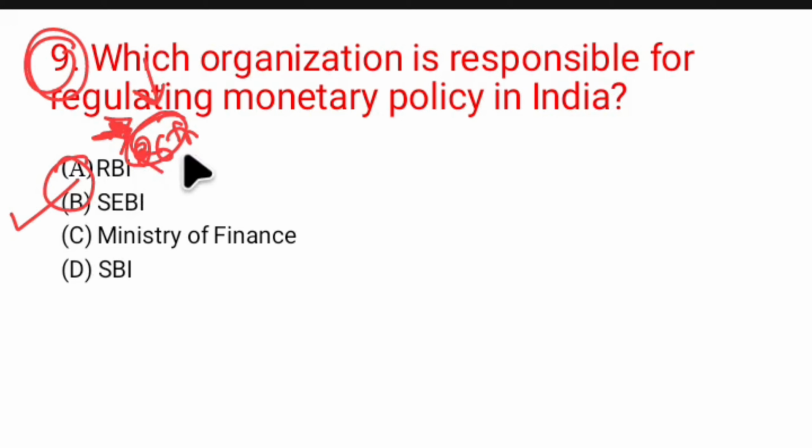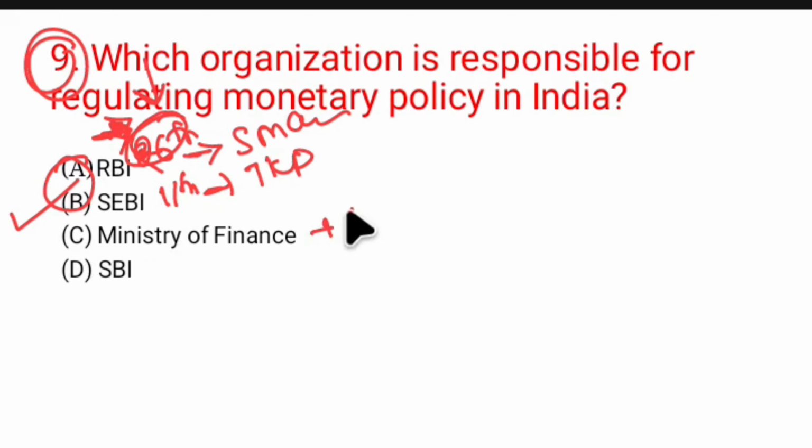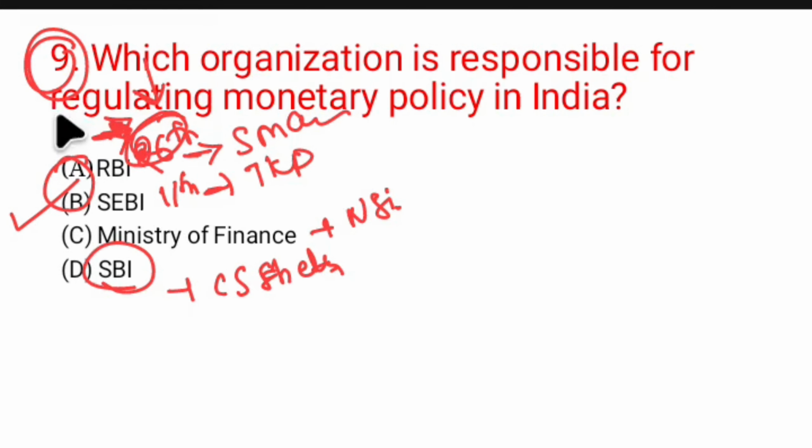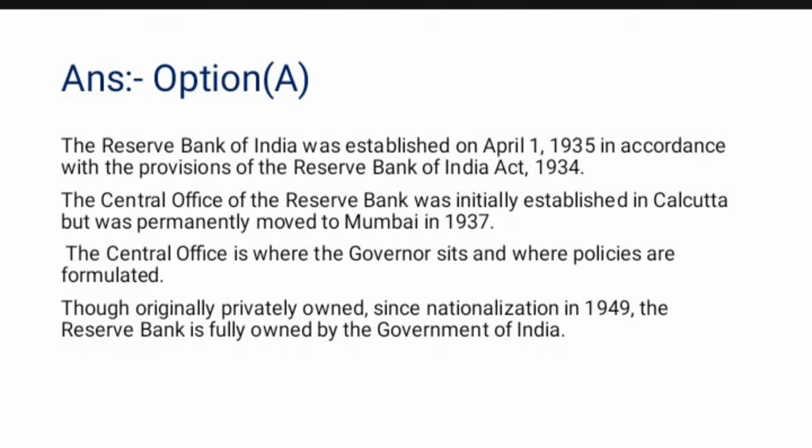The 26th RBI governor is Sanjay Malhotra, the 11th SEBI chairperson is Tuhin Kanta Pandey, the Minister of Finance is Nirmala Sitharaman, and SBI's chairperson is Challa Srinivasulu Setty. So therefore option A, RBI, would be the correct option for question number 9.